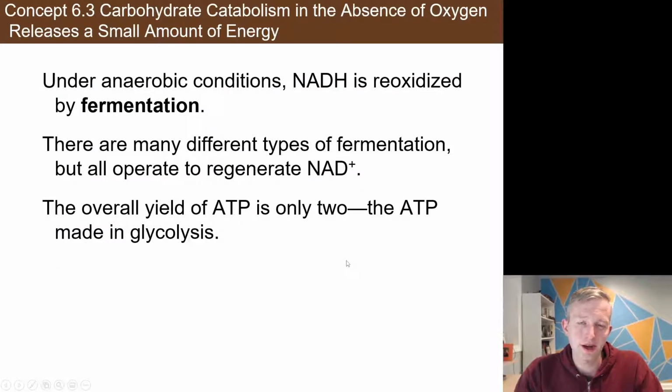This section's all about what if we don't breathe? Or what if we're not an organism that breathes at all? Or what if we're an organism that just simply exists in the absence of oxygen? And that's where the process of fermentation comes in. You can think of fermentation as essentially being a mechanism to allow an organism to sort of limp by on very little amounts of ATP.